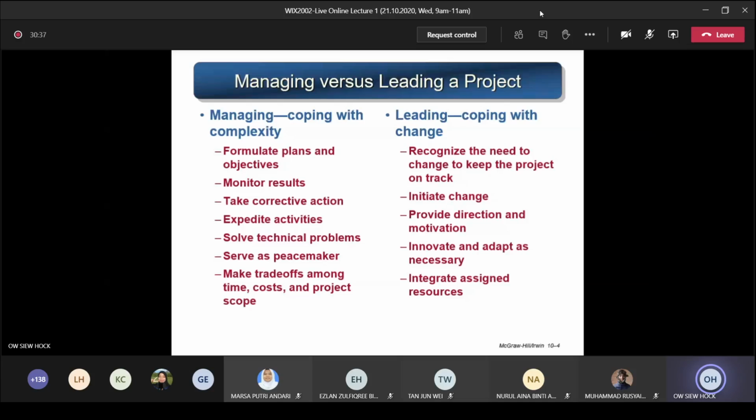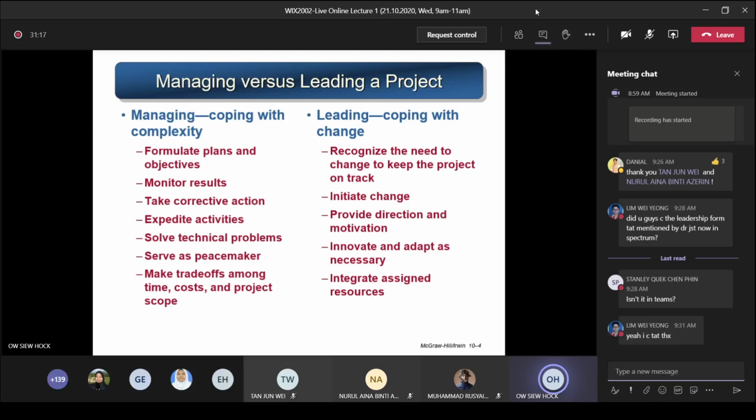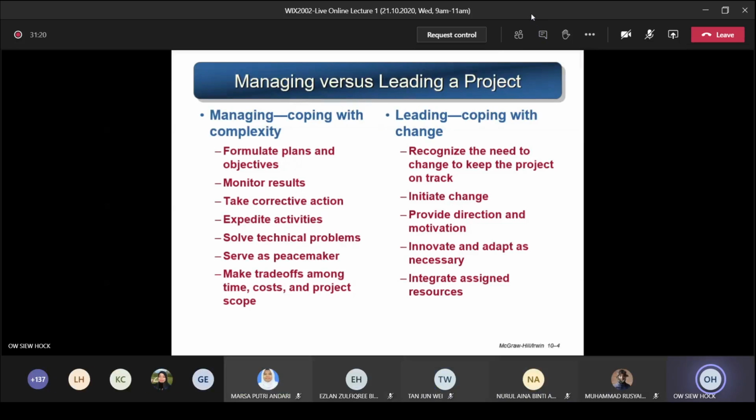Next, if you are a project leader, you lead. You recognize the need to change to keep the project on track. You have to submit your change request form for approval by the parties concerned. You have to initiate the change. If something has gone wrong, you have to act and make the change as soon as possible. You provide direction and motivation. Where are you moving to? What is your direction now? Innovate and adapt as necessary. You have to be creative, integrate, assign resources, and optimize the scarce resources that you have. So these are the differences between managing and leading.